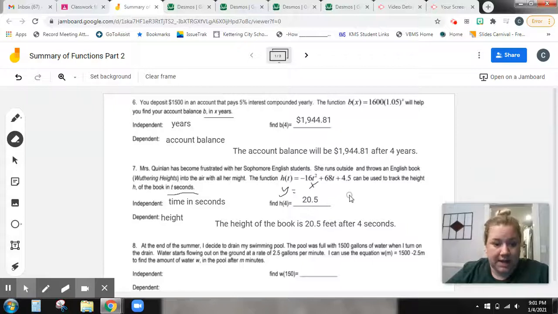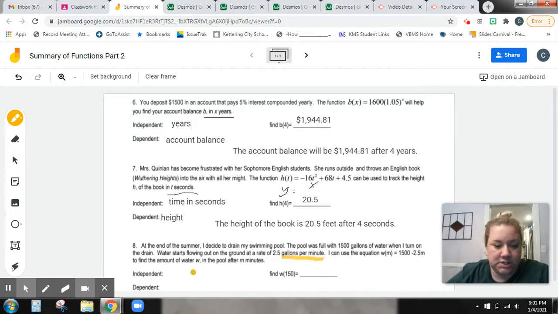All right, let's look at number 8. At the end of the summer, I decided to drain my swimming pool. The pool was full with 1,500 gallons of water when I turned on the drain. Water starts flowing out on the ground at a rate of 2.5 gallons per minute. Right here, this should be a big indicator of something that will help me.